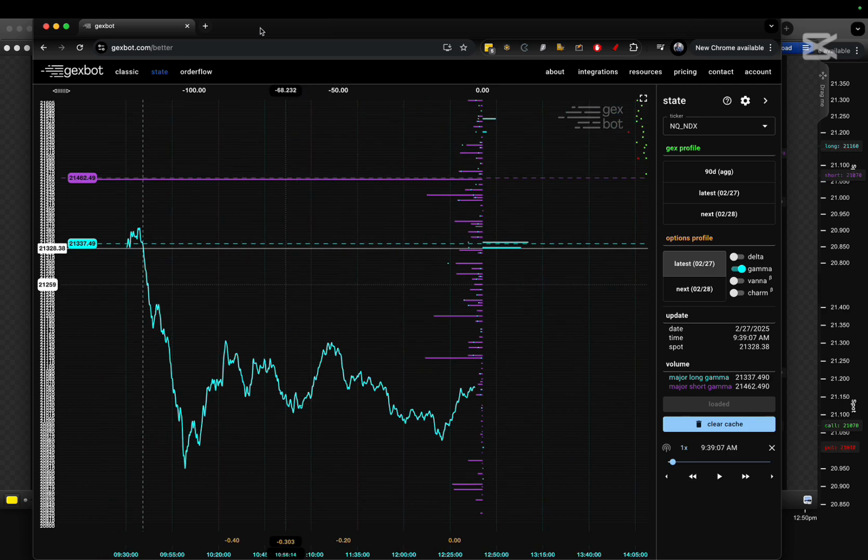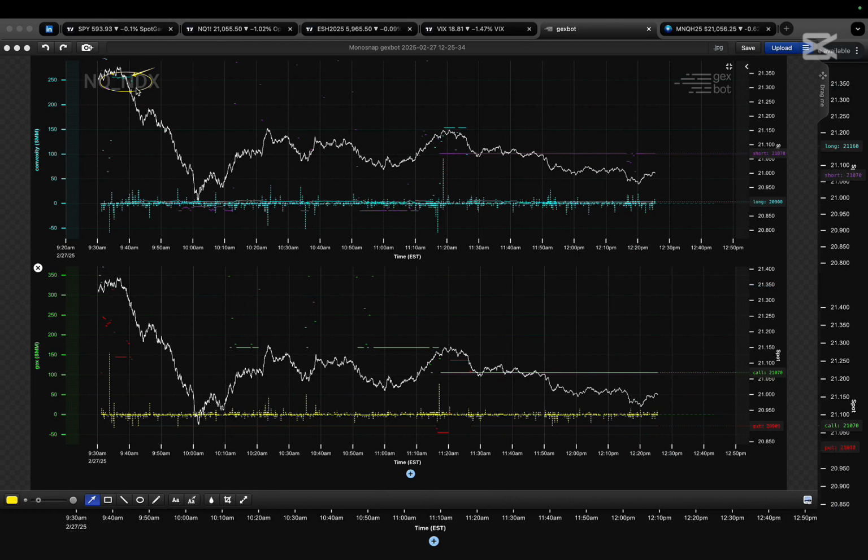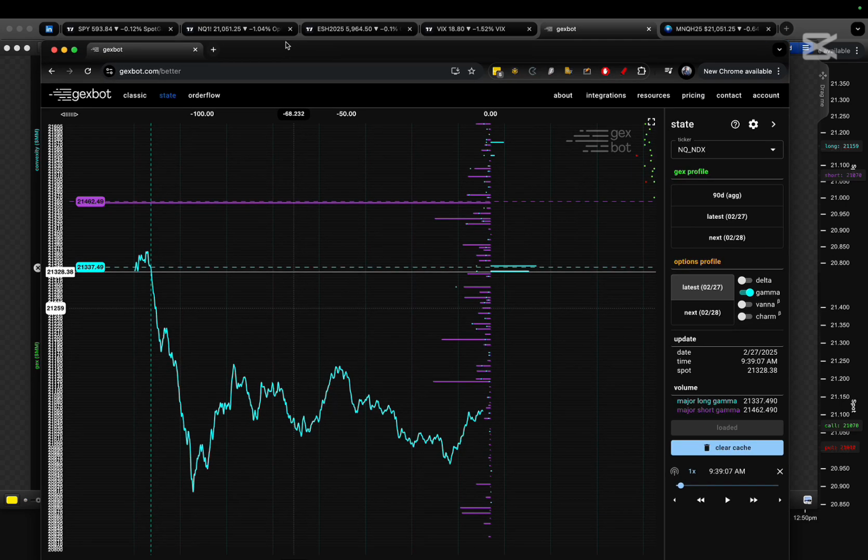So the first trade I did today was shorting the NQ with some micros. I think I went short with 3 or 4 micros here. When the price crossed this level of excess of positive gamma, I went short, right? And we can see it here in State.